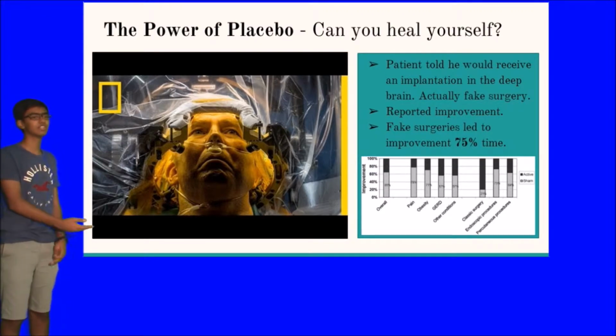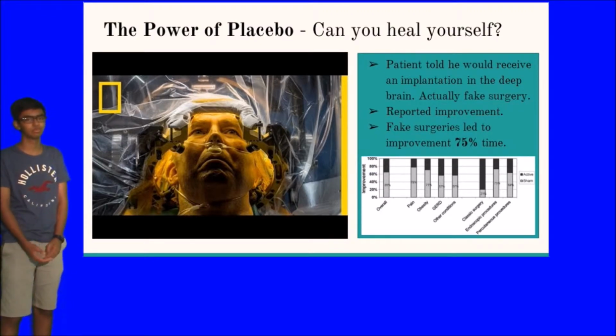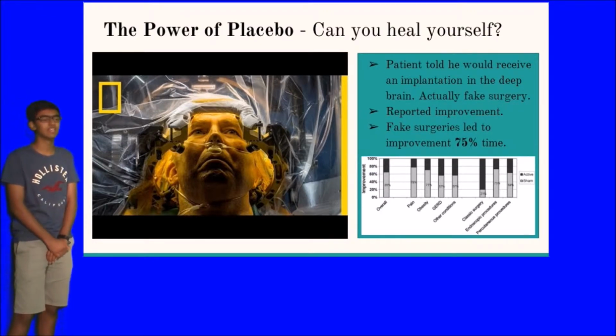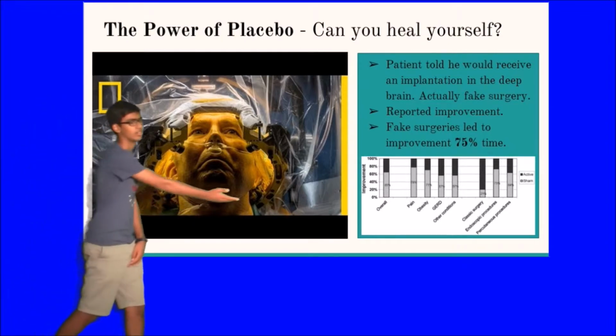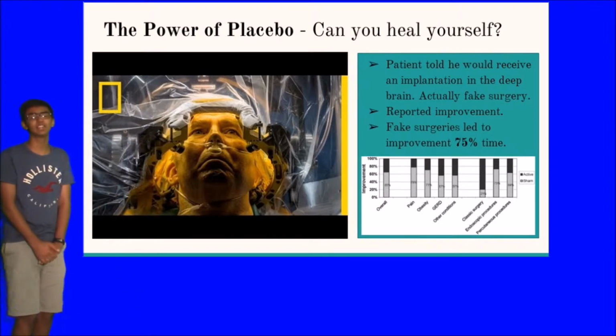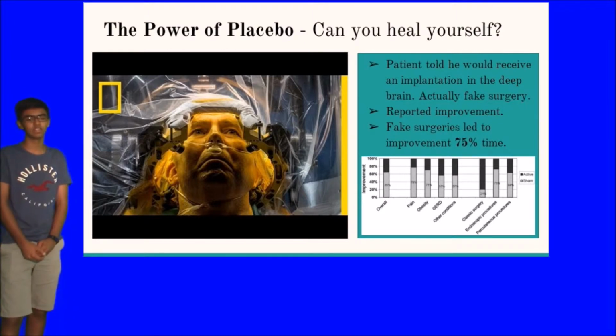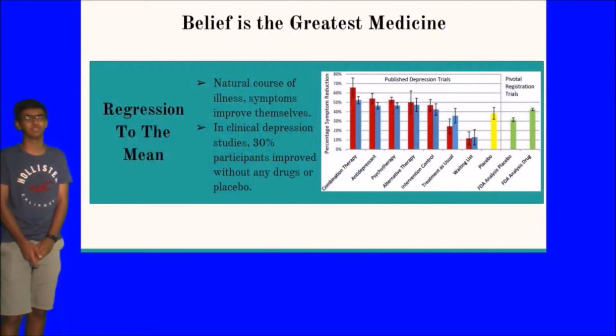Fake surgeries like these lead to improvement 75% of the time. As you can see by the graph in this corner, the black lines represent the percentage improvement of fake surgeries, and the white lines represent the percentage of improvement in real surgeries. In the graph, you can see that the percentage of improvement in the fake and real surgeries are equal, and sometimes the fake surgeries are even better than the real surgeries.